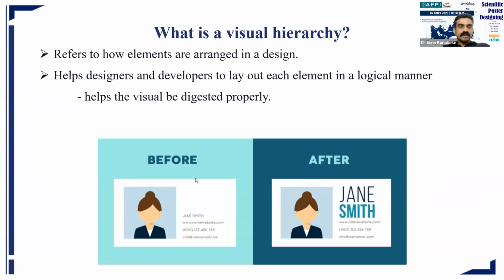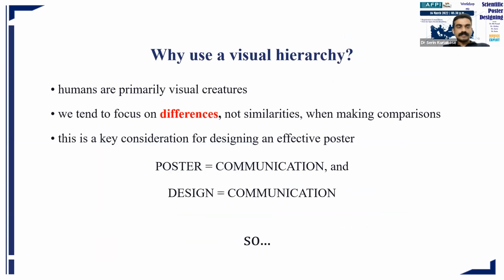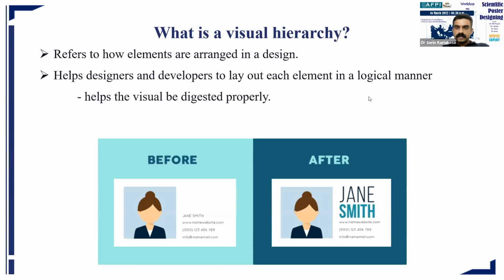So naturally, we humans are aligned in such a way that most of the information we collect through our eyes. So whenever you design a poster, you have to keep this principle in your mind. You have to keep that visual hierarchy in all your posters. So I already mentioned, let's go back. We try to focus on differences. So here on the left side, we see all letters are in the same font, same size. But on the right side, there is a difference in font as well as color.